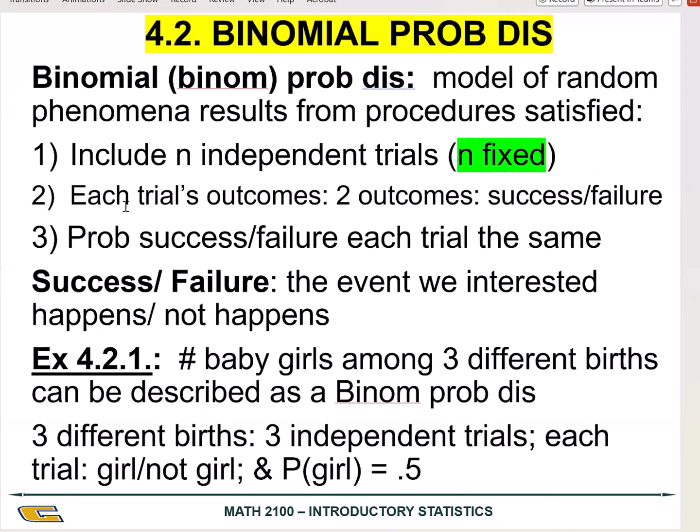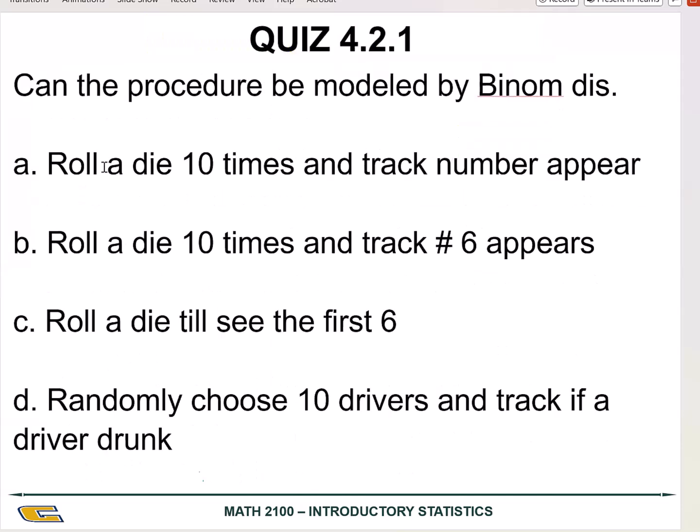But if you roll a die and you track which number appears, right? At that time you just cannot do that, because you have 6 outcomes in total when you track which number appears. So the second condition is violated, which means we cannot model this by a binomial distribution.